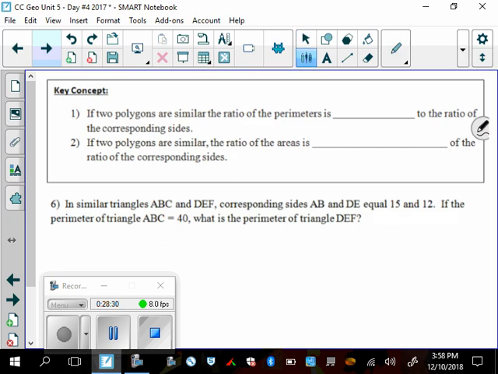Okay, so two polygons are similar. The ratio of the perimeters is equal to the ratio of the sides. If I was talking about area, I'd have square feet or square centimeters, square miles, something like that. Hopefully that helps you remember you want to square that ratio.